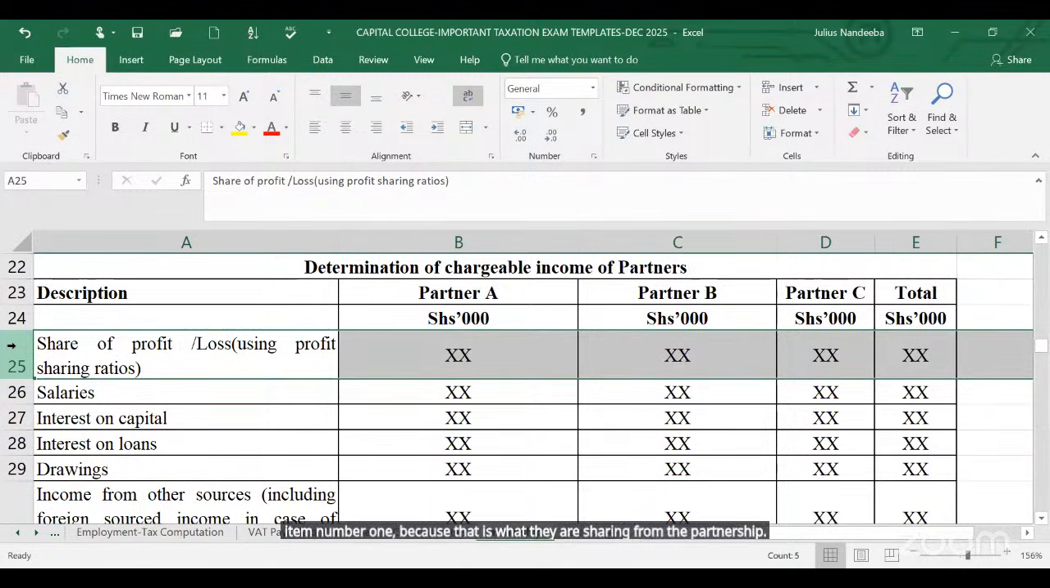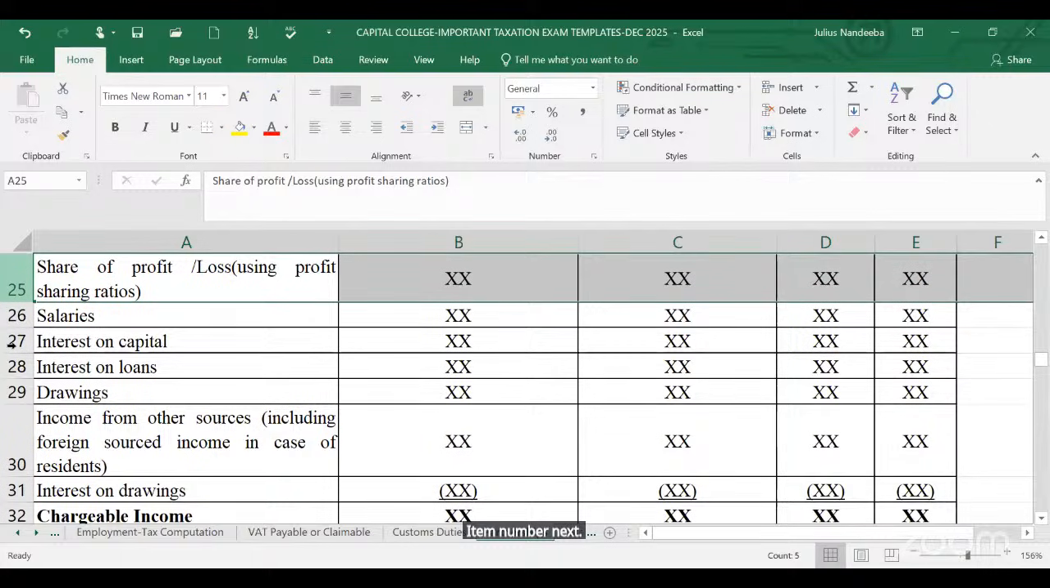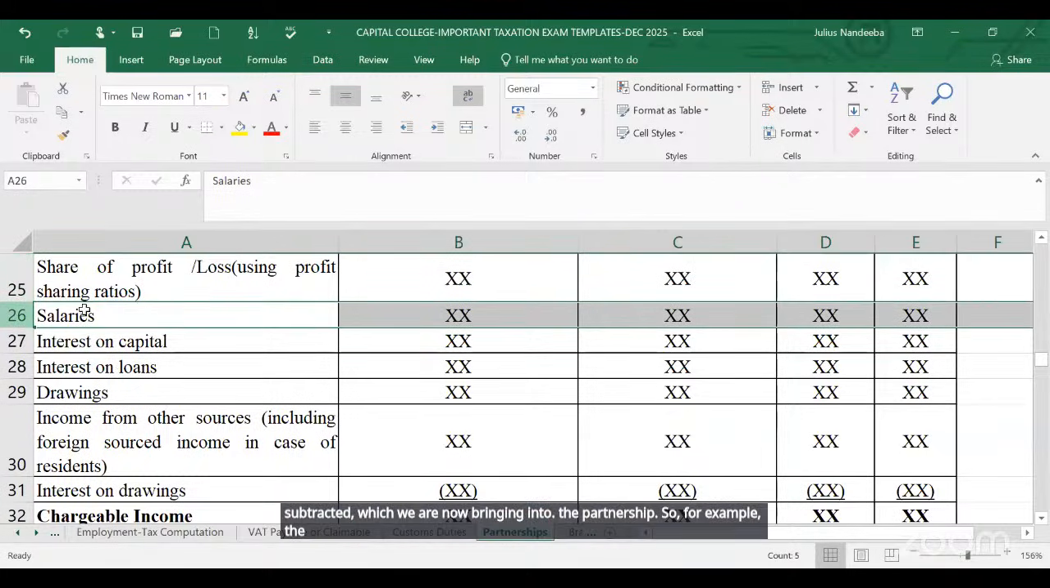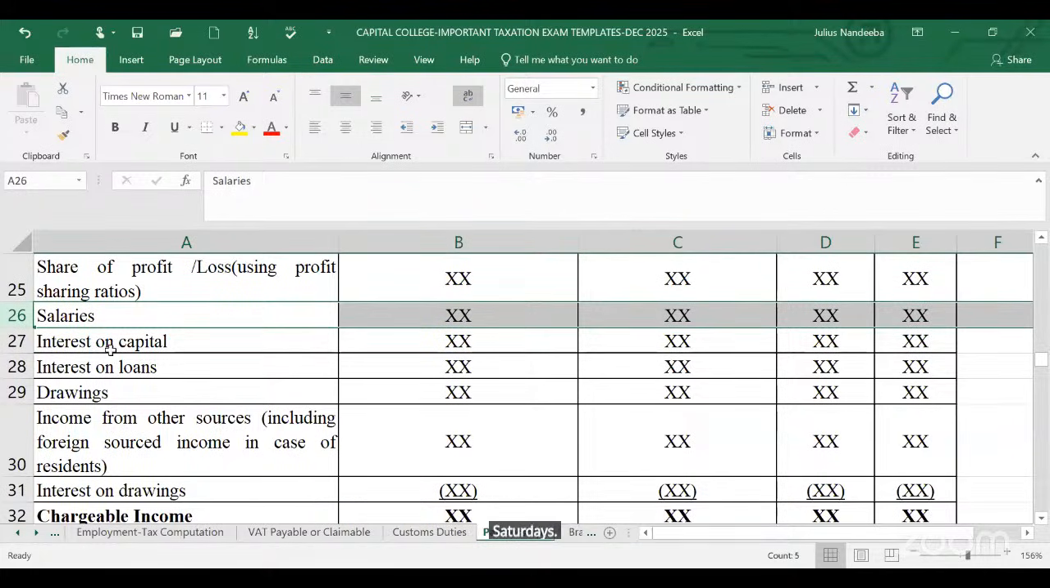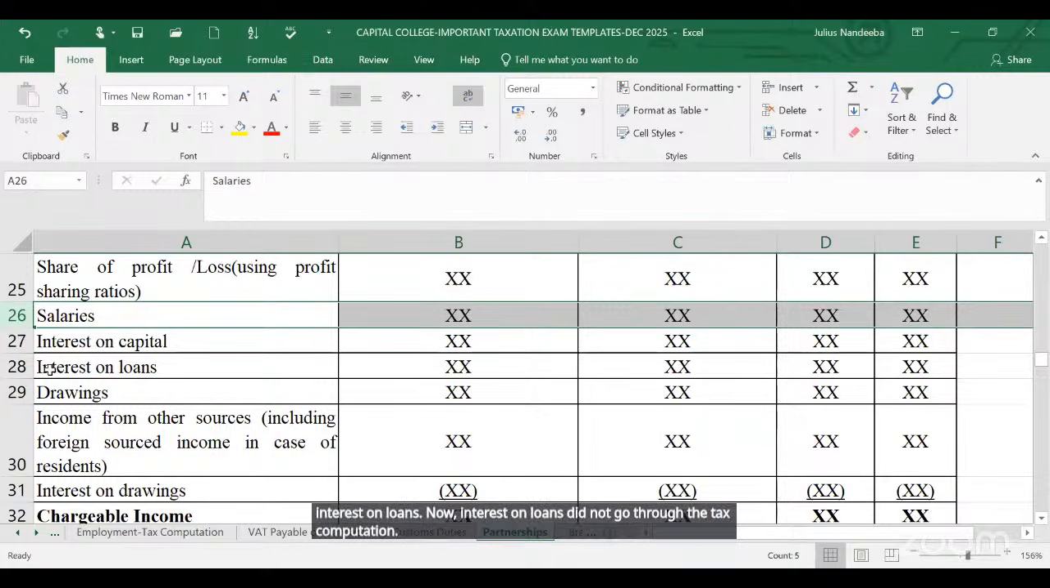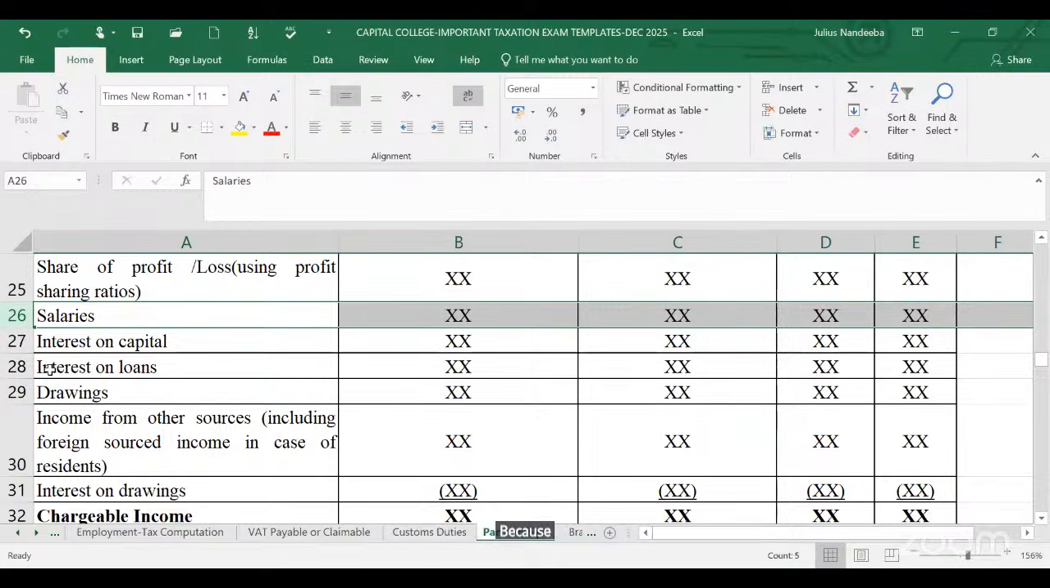The next items are all those things that you had subtracted, which you are now bringing into the partners' accounts. So, for example, the salaries, and here I'm talking about the partners' salaries. Interest on capital, interest on loans. Now, interest on loans did not go through the tax computation because interest on loan is a normal income to the partner and it was a normal expense to the partnership.